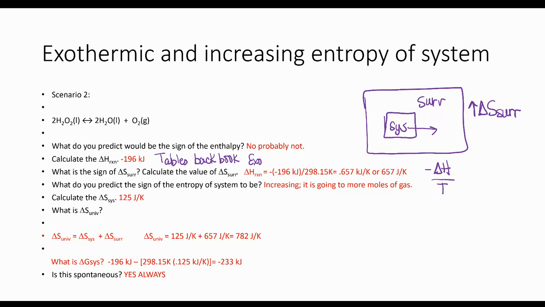The system now, let's take a look. We're going from a liquid to a liquid and a gas. So we're releasing a gas, and that should increase the entropy of the system. Then using the tables from the back of your book or from a reference, we would see it's 125 joules per Kelvin. So for sure, we're seeing an increase in the entropy of the system.